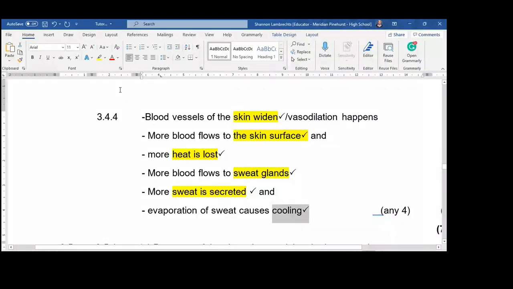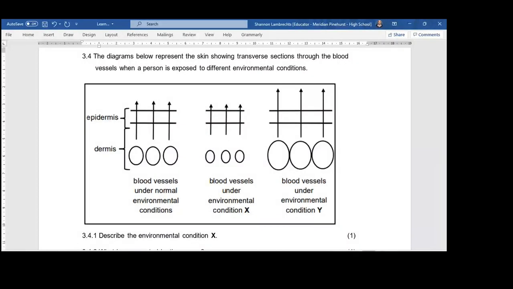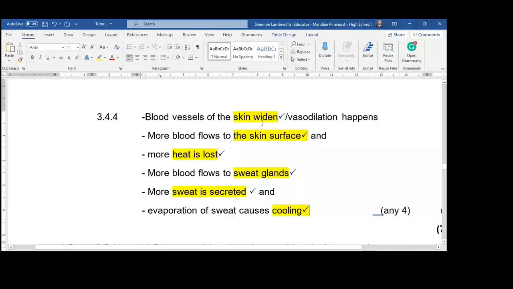Okay, so you mentioned what you see. I can see that the blood vessels are widening. So I mentioned that, and you can see you get a point for mentioning that. The blood vessels of the skin widen. More blood flows to the surface of the skin. More heat is lost. More blood flows to the sweat glands, more sweat is secreted, and then obviously evaporation of sweat causes cooling. Okay, and that was for that one.